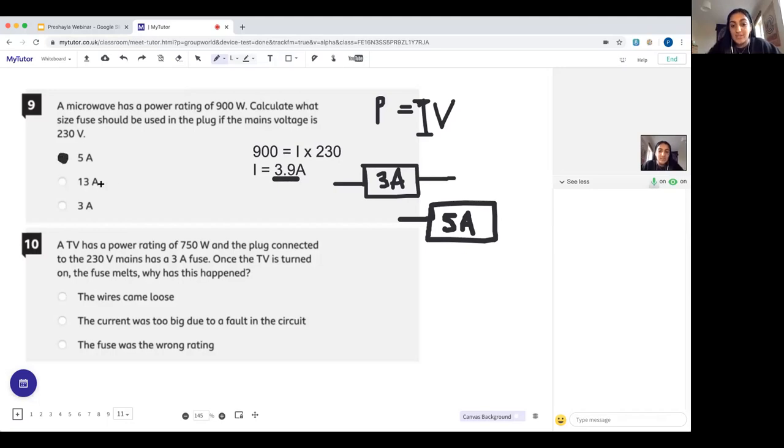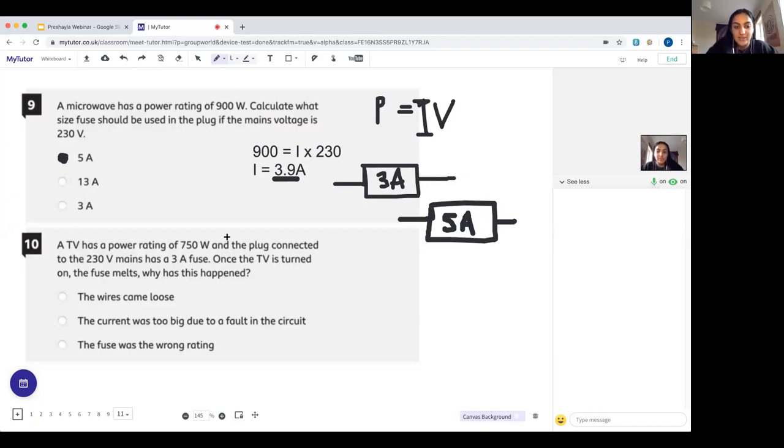13 amps would be too big. If our fuse was 13 amps and it only broke at 13 amps, it would be dangerous to us because the fuse wouldn't be breaking the circuit even if we were to reach 13 amps, which is much too high of a current for our microwave, okay? So it's about getting the balance right for the correct rating of the fuse.